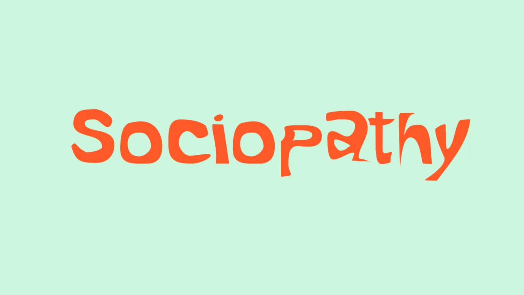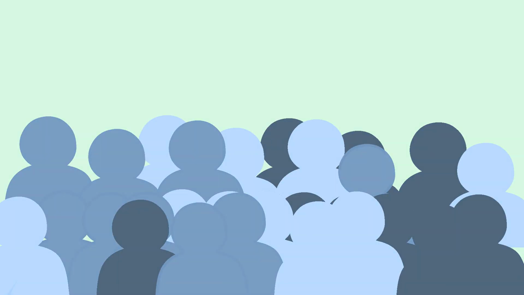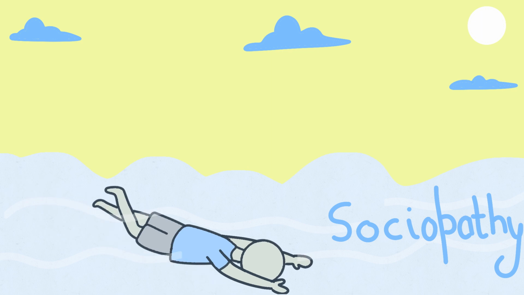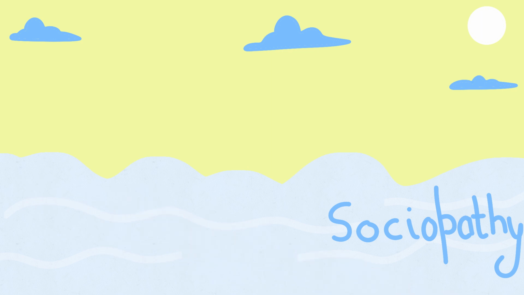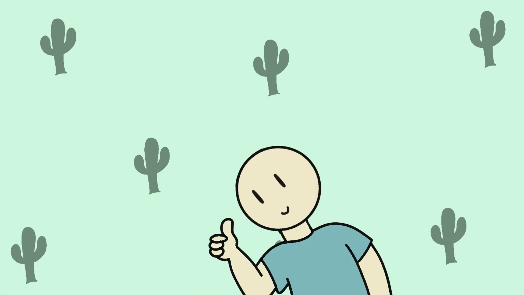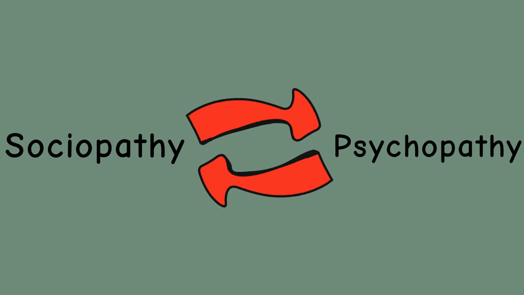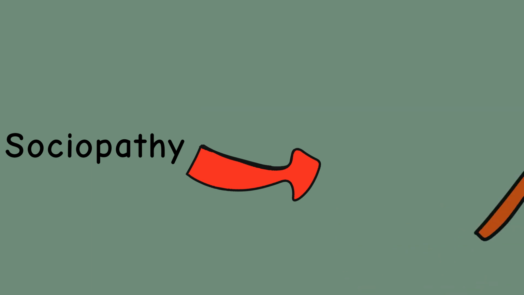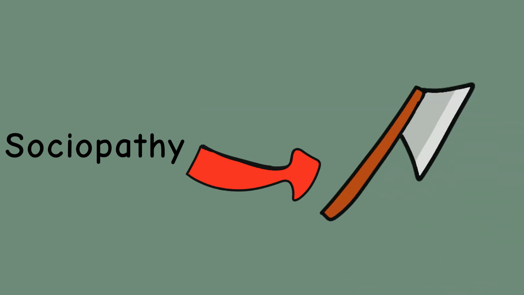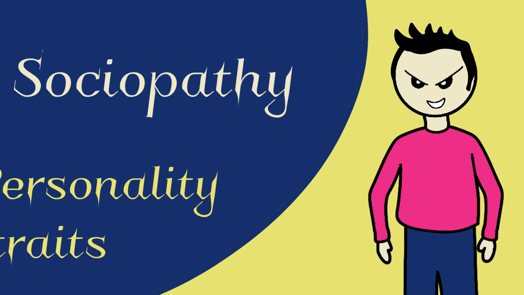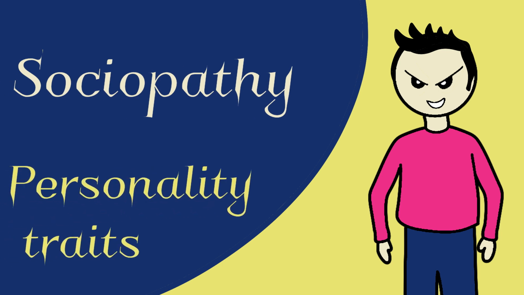Sociopathy is a complex and often misunderstood personality disorder affecting millions of people worldwide. In this video, we'll take a deep dive into the world of sociopathy, exploring the personality traits and behaviors that define this complex disorder. Let's get started. Sociopathy is a term that is often used interchangeably with the term psychopathy and is often associated with criminal behavior and dangerous individuals. But what is sociopathy really, and what personality traits are associated with it?